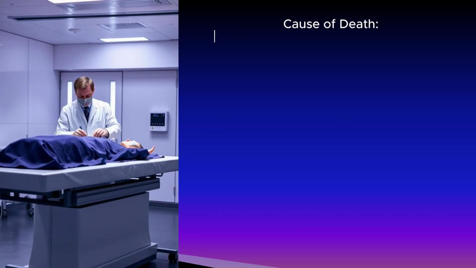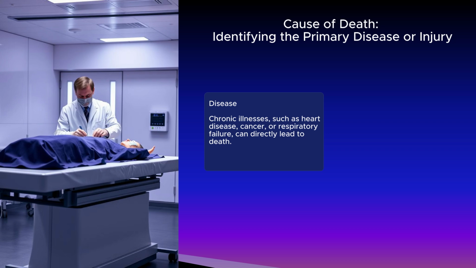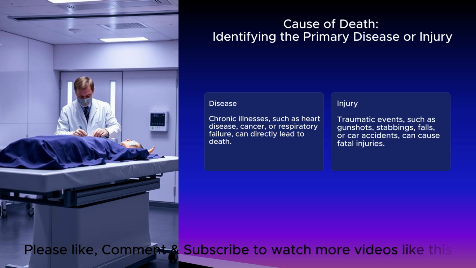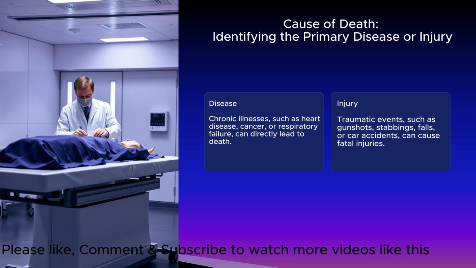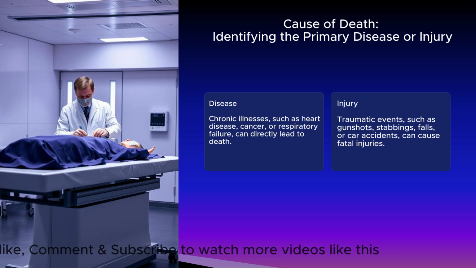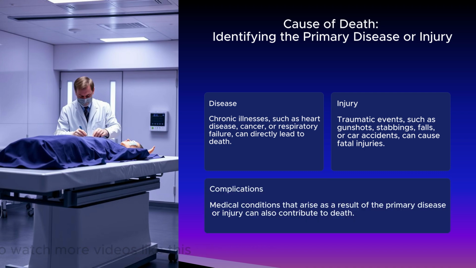Cause of death: identifying the primary disease or injury. Disease: chronic illnesses such as heart disease, cancer, or respiratory failure can directly lead to death. Injury: traumatic events such as gunshots, stabbings, falls, or car accidents can cause fatal injuries. Complications: medical conditions that arise as a result of the primary disease or injury can also contribute to death.